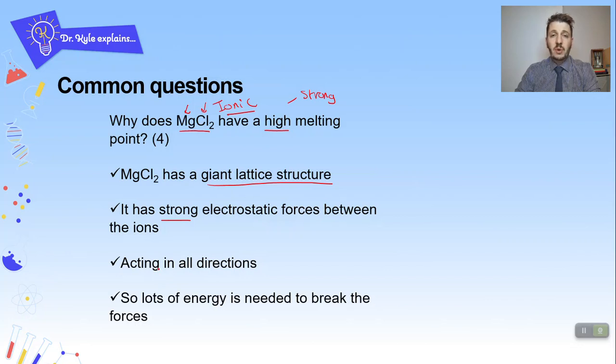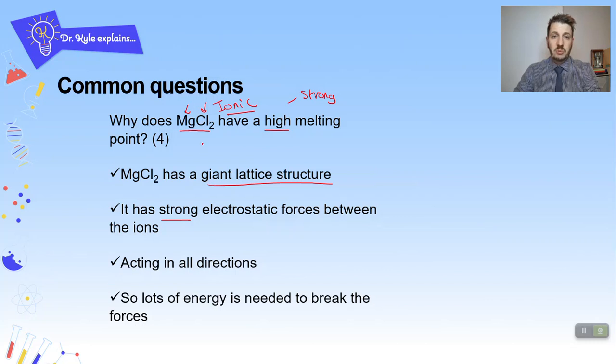So whenever you have a question asking about either a high or a low melting point, you always finish it at the end by either saying it requires lots of energy to break those forces in regards to a high melting point, or if it's a low melting point, you would say, so not much energy needed to break those forces. So always use this layout when answering these kind of questions.